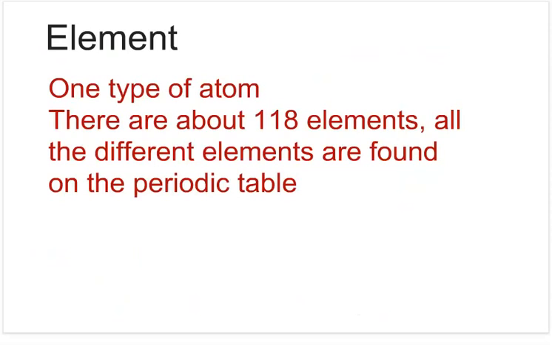Okay, now we come to element. An element, there's just one type of atom. And as I think you know, there are about 118 different elements. The elements we have found on Earth are the same elements so far that we are aware of in our universe outside of Earth. All the different elements are found on the periodic table.